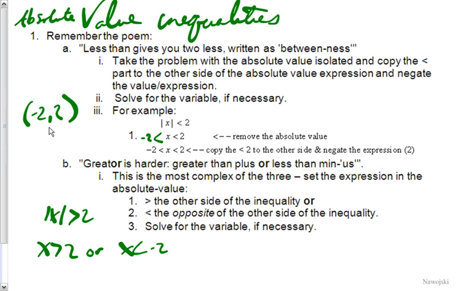Let's pick a number. Pick 0. Is 0 less than 2? Yeah. However, if we looked at this one and tried 0, 0 is not greater than 2. That's a no. This is not the way it's going to be. It's got to be greater than 2 or less than -2.